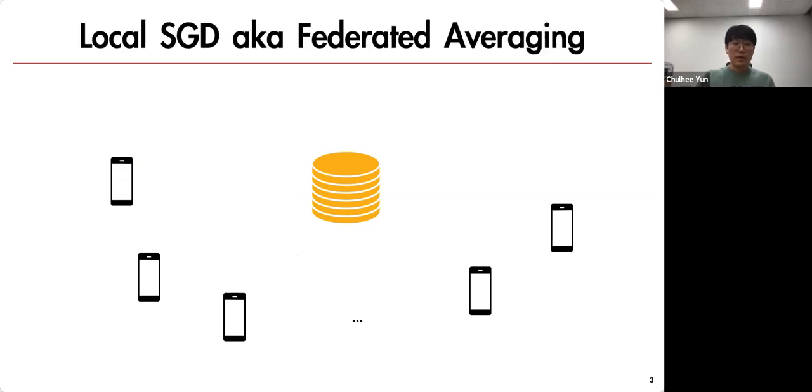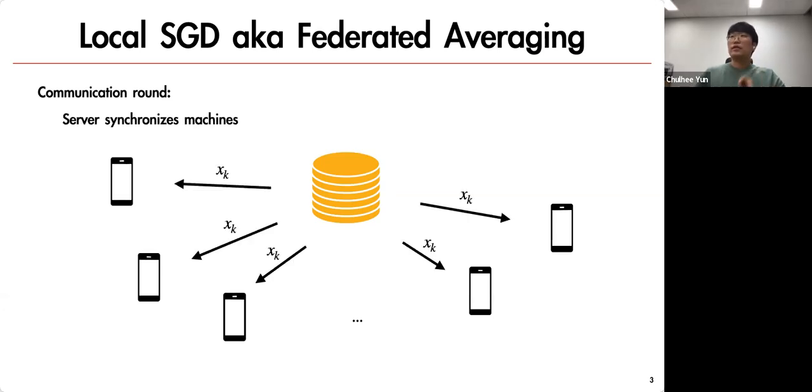In this federated learning setup, the algorithm called local SGD, also known as federated averaging, has become one of the most popular algorithms. The key features of local SGD are intermittent communication and local updates. It will be clear what I mean by the end of this description. Local SGD consists of multiple communication rounds. At the beginning of a communication round, the server broadcasts its global iterate x_k to the local machines. All the local machines receive the global iterate x_k.